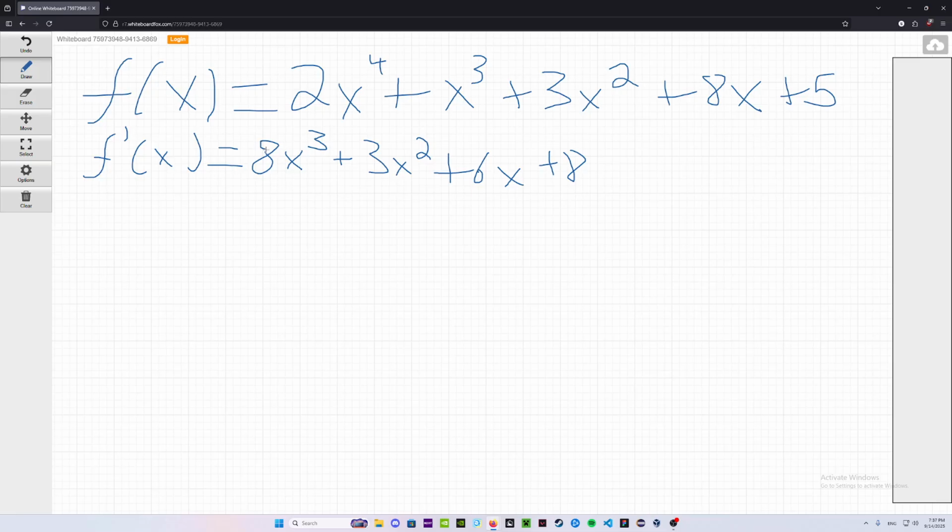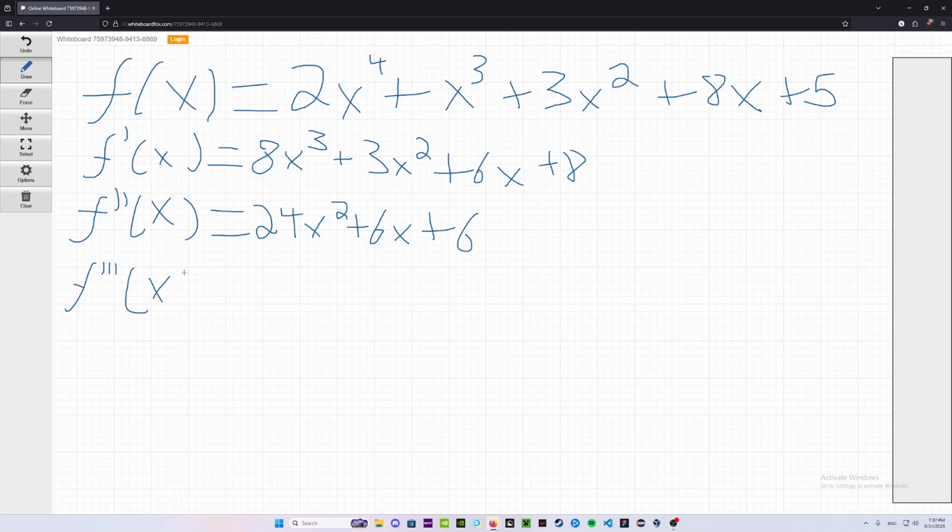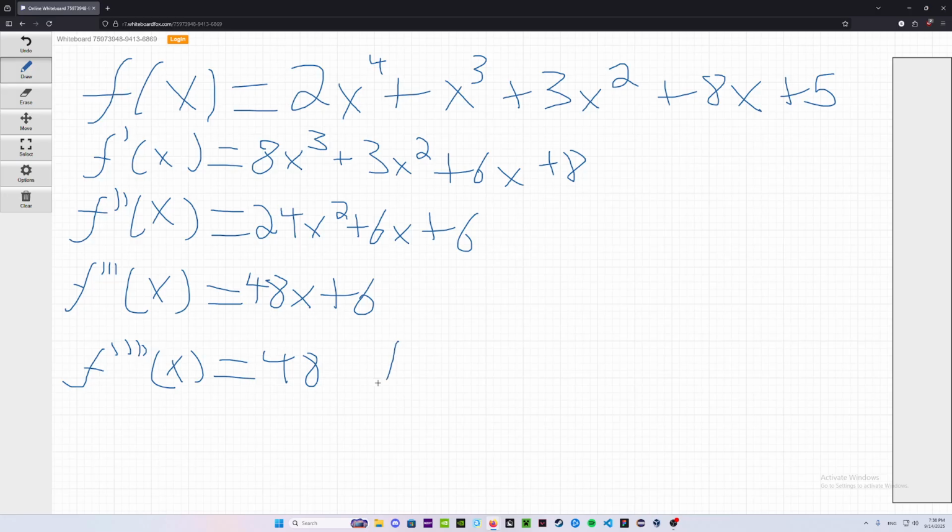Higher order derivatives are just the derivative of the derivative. So if we have f prime prime, we're going to take the derivative of this. It's going to be 24x squared plus 6x plus 6. Then f prime prime prime is going to be 48x plus 6. Then f prime prime prime prime of x is going to be equal to 48. Then f prime prime prime prime prime of x is going to equal 0.